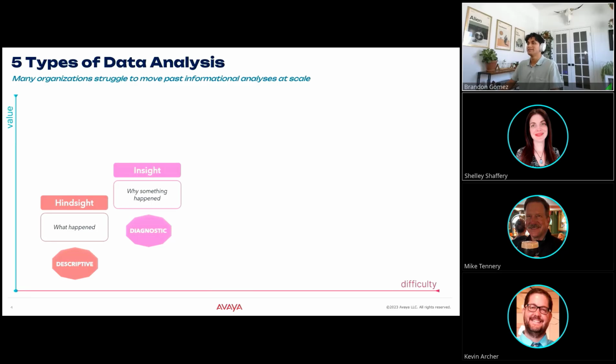Next, we have diagnostic analytics. This is where we start to be able to derive insights. It delves deeper and complements descriptive by asking, why did it happen? This type of analysis identifies root causes, correlations, and relationships so teams can understand the underlying reasons behind observed outcomes.